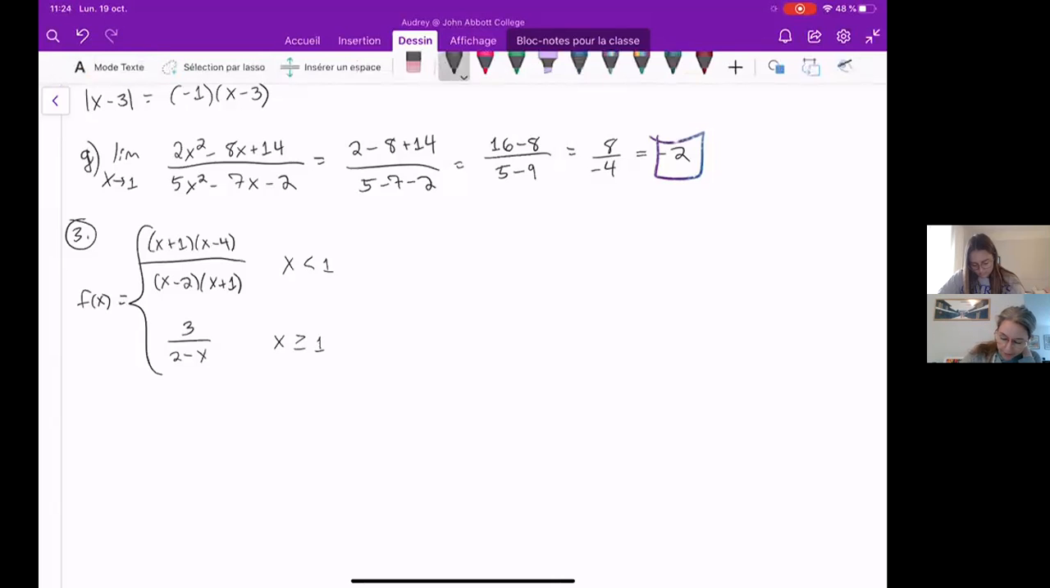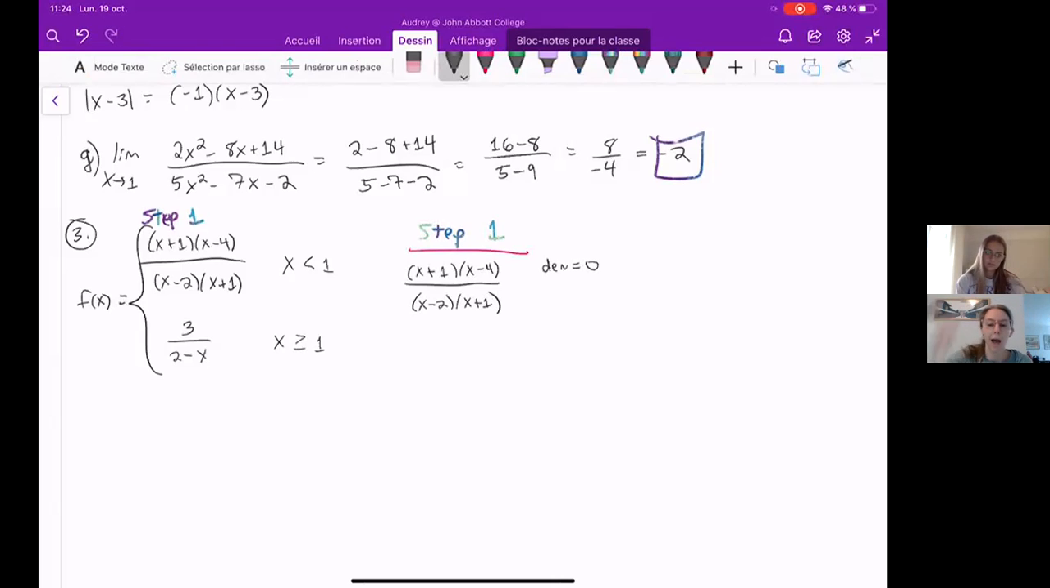Okay, so step 1 is to find those values that are not in the domain. So we're basically starting by looking at each of these functions, x plus 1 times x minus 4 over x minus 2 times x plus 1. I'm setting the denominator equal to 0 because what I want to know is where does division by 0 happen, because those are places not in the domain. So x minus 2 times x plus 1 is equal to 0, which gives me 2 values, x equals 2 and x equals -1.